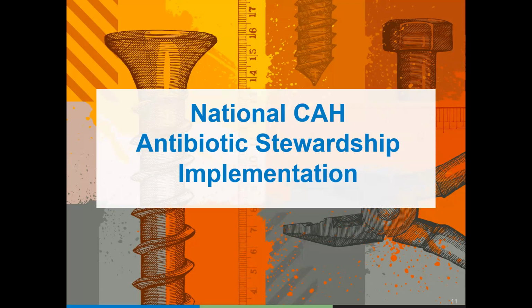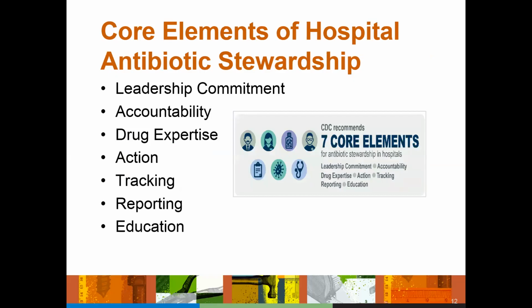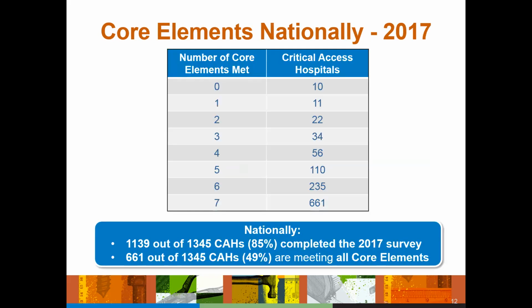Okay, we'll keep moving on. So, National CAH antibiotic stewardship implementation. This should be familiar as well. The core elements of antibiotic stewardship are leadership commitment, accountability, drug expertise, action, tracking, reporting, and education. And so in order to meet the goal that F4HP has set forth, we need all critical access hospitals to be able to answer questions that indicate they have implemented these 7 core elements.